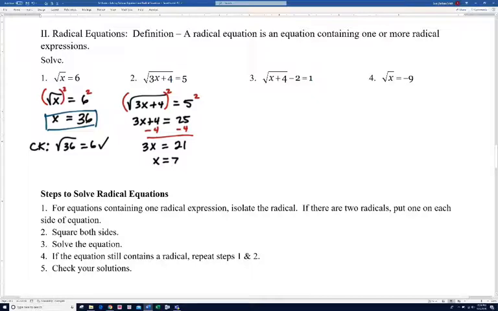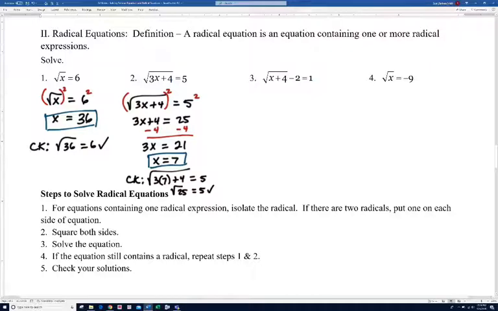So I just want to show you these are easy to check. If we plug in 7 for x into the equation, you have the square root of 21 plus 4. That's the square root of 25, and that does equal 5. And so x equals 7 is a good solution. Let's look at number 3.